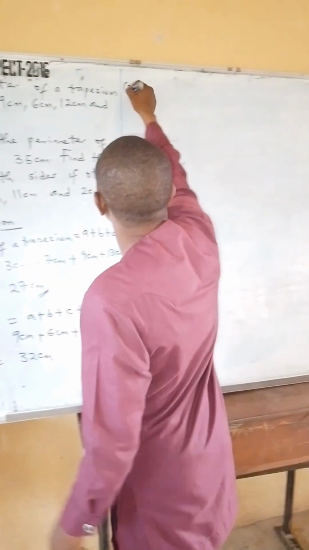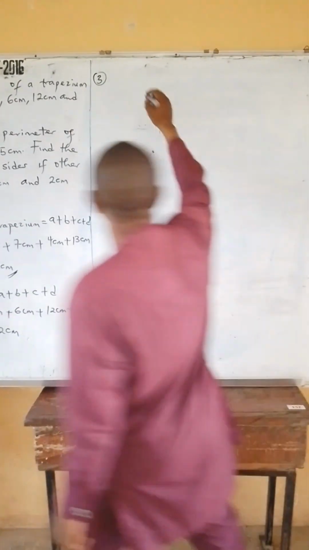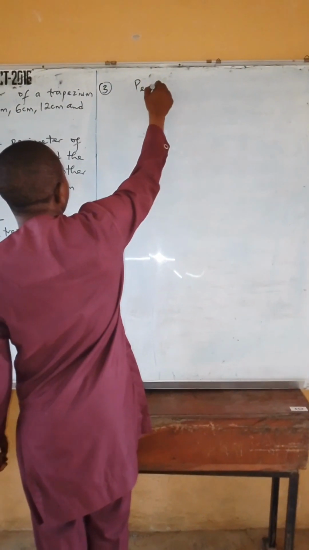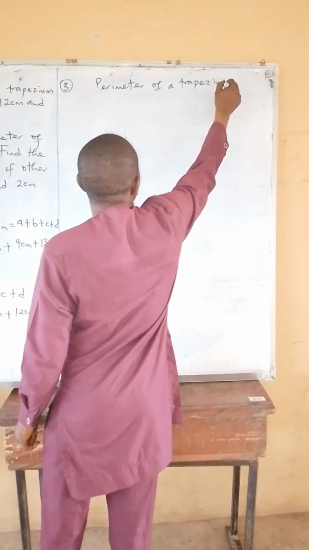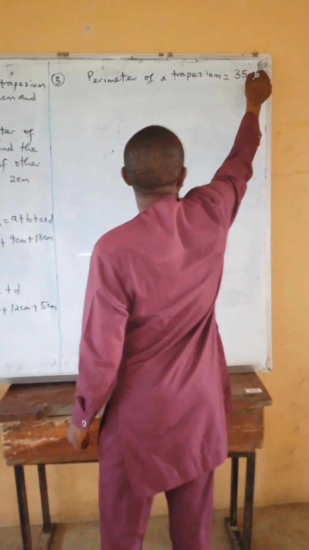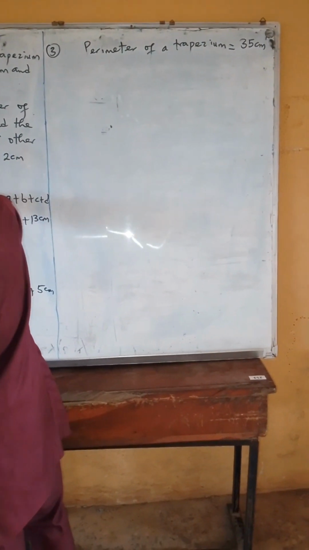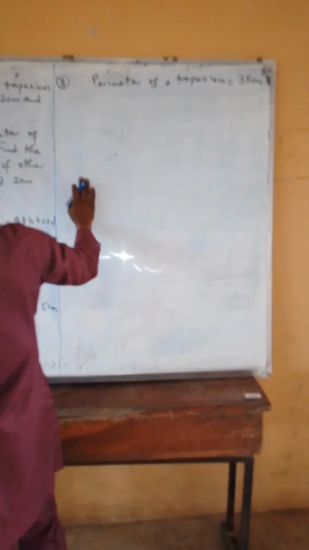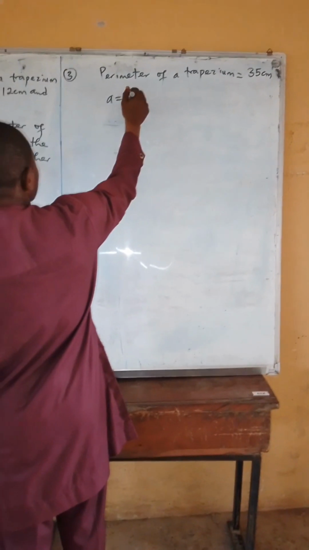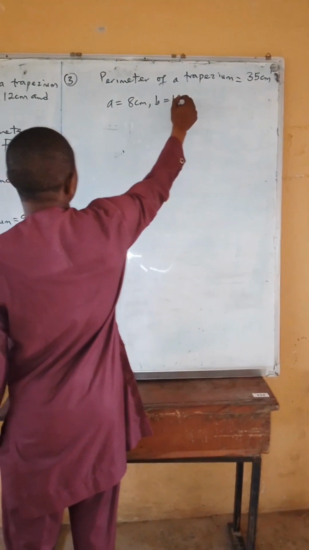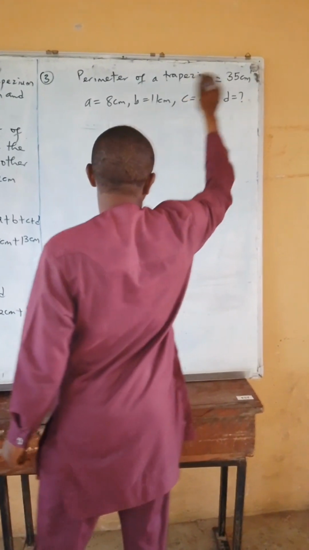Then the third example for today, given that the perimeter of a trapezium is 35 centimeter, so that means our perimeter of a trapezium is equal to 35 centimeter. And the other side, find the value of the fourth side, if other sides are 8 centimeter, 11 centimeter, and 2 centimeter. So we can just assume that A is equal to 8 centimeter, B is equal to 11 centimeter, and C is equal to 2 centimeter, whereas D is not given.